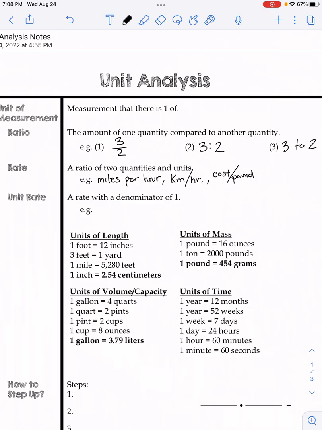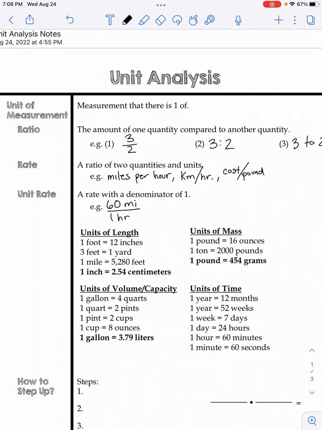We have rate, now unit rate, a rate with a denominator of 1. So an example would be, let's use miles per hour. We could say 60 miles, the abbreviation is MI, per 1 hour. We talked about unit is a measurement that there is one of. So this is an example. Let's say 100 miles per 2 hours. That is a rate, but that is not a unit rate. If you simplified 100 miles per 2 hours, you could get, right, 50 miles per 1 hour. So this has got to be where the denominator is 1.